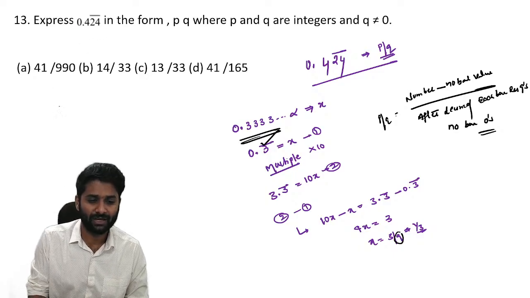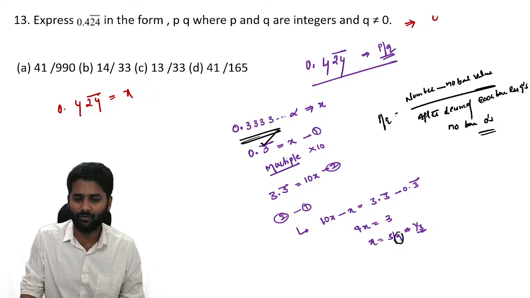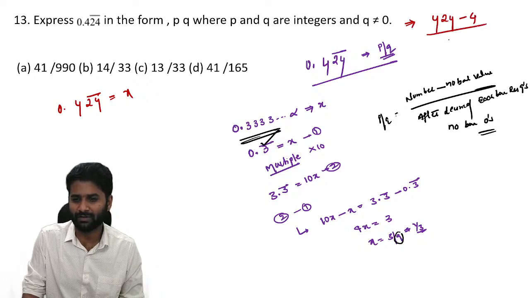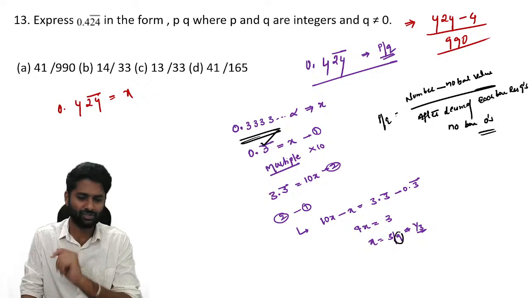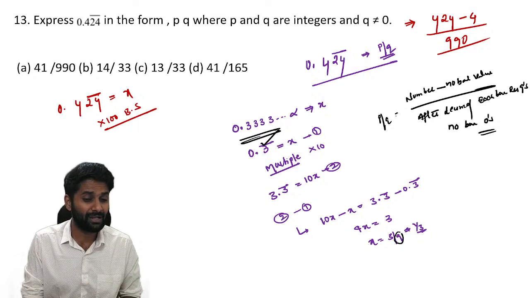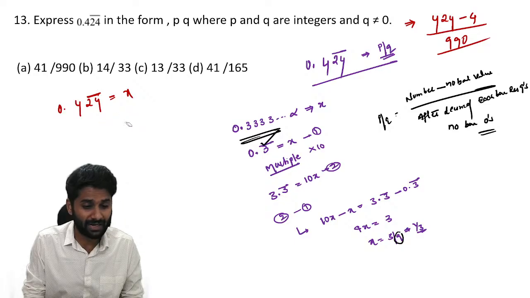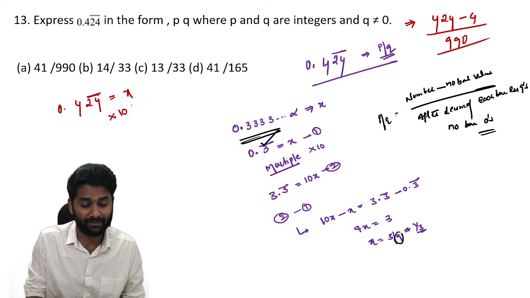Let me take this question. It says 0.424 bar is equal to x. If you want the direct answer, let me help you out: 424 minus 4 divided by 990. But I will teach you how you get this direct answer. Step number 1, multiply 100 on both sides, because we have to eliminate that bar value. But before eliminating the bar value, we have a no-bar value. That's why don't multiply 100 on both sides first. First multiply 10 on both sides. Then it becomes 4.24 bar is equal to 10x.